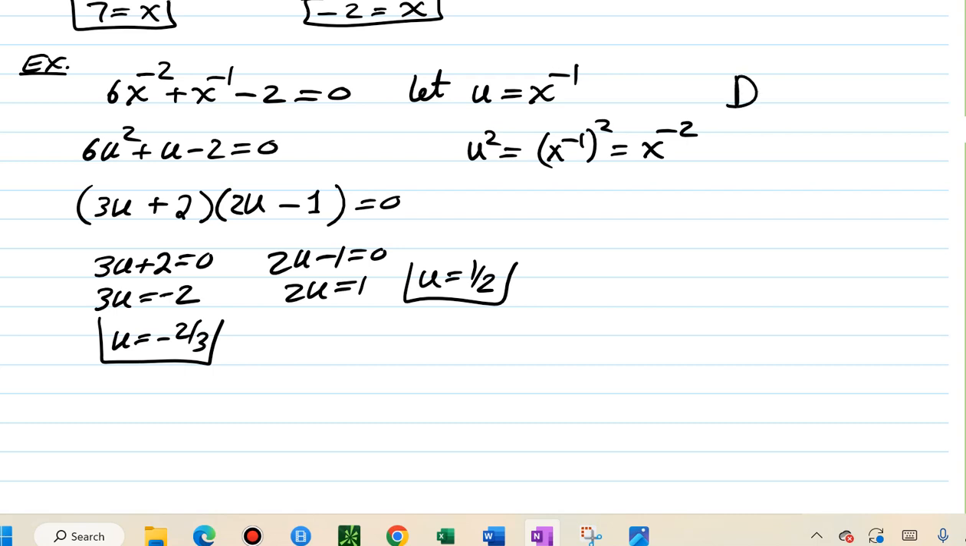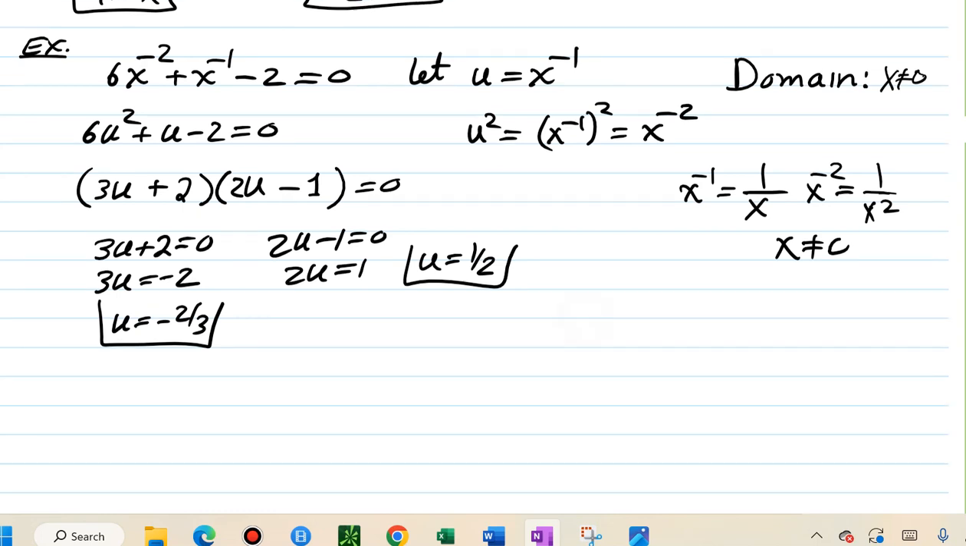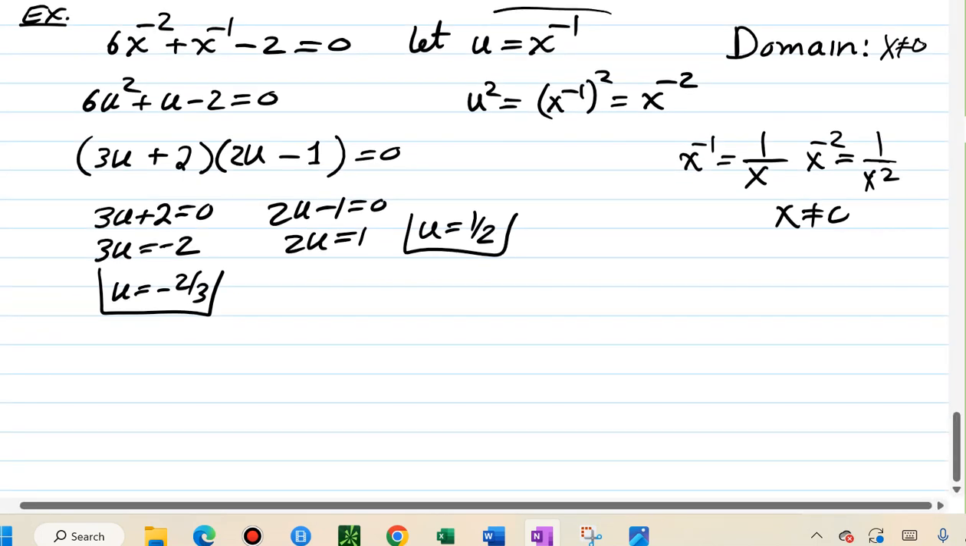Oh, domain, that's very important. Because we have negative exponents, x^(-1). Now, negative exponents, remember, we can rewrite them with positive exponents. x^(-2) is 1 over x squared. In both cases, the only place we have trouble here is when we have division by 0. That means when x is 0, in both fractions. So x cannot be 0. Anything else, if we solve it and it works, then so be it. Now let's go back to remember what we let u be.